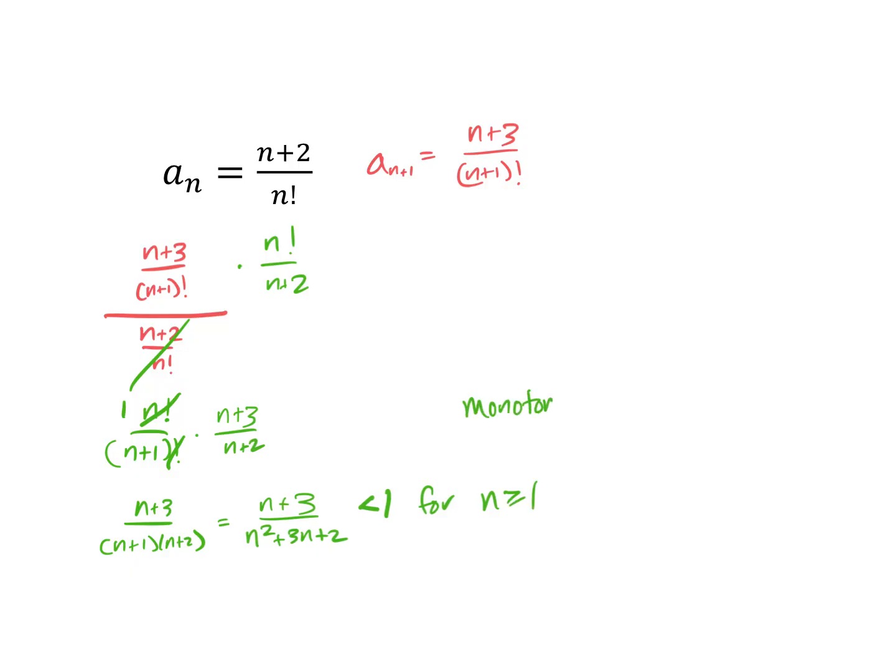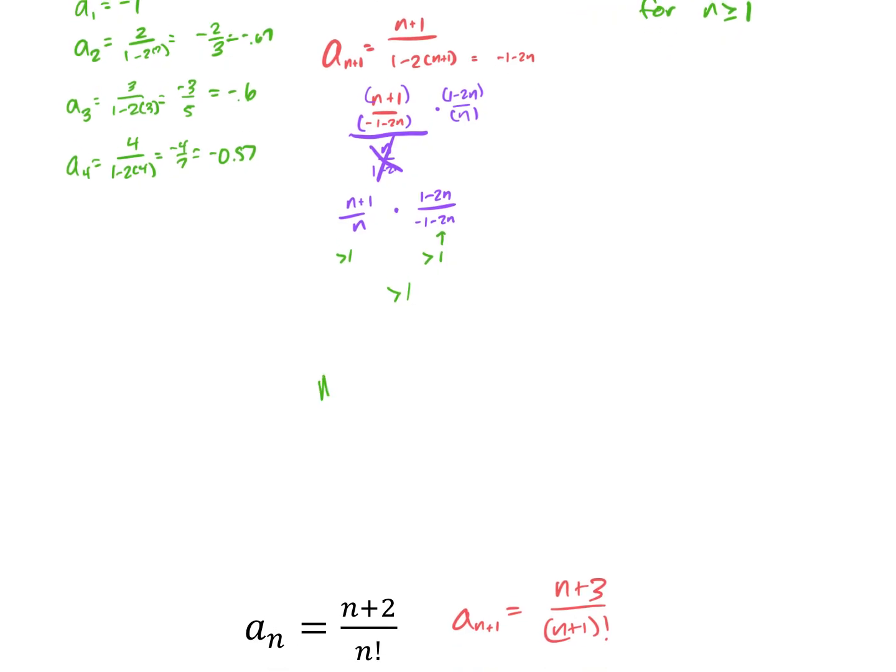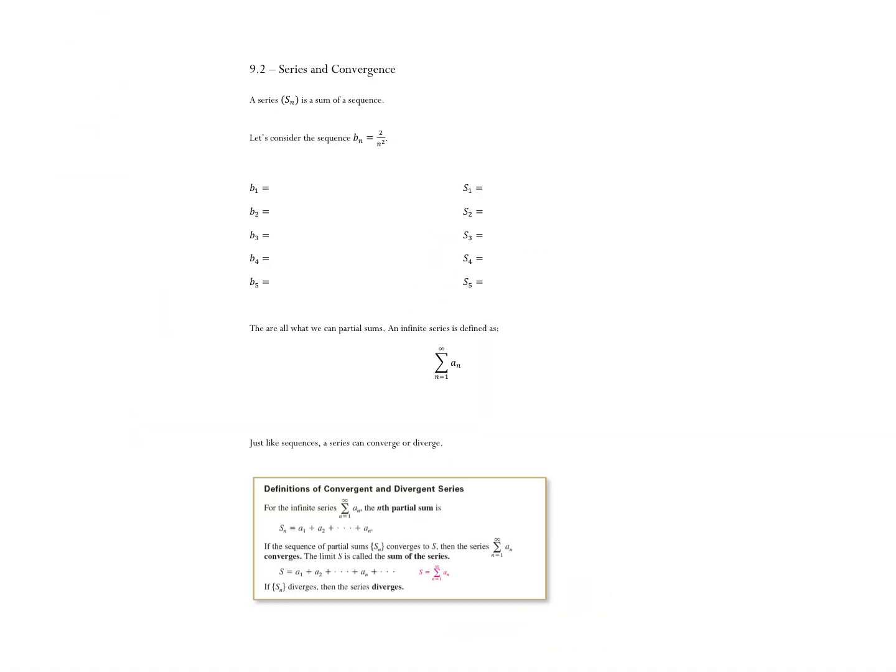Monotonic decreasing, since it's less than 1. This would be monotonic increasing because it's greater than 1. I never wrote that part down. All right, this is a good breaking point.